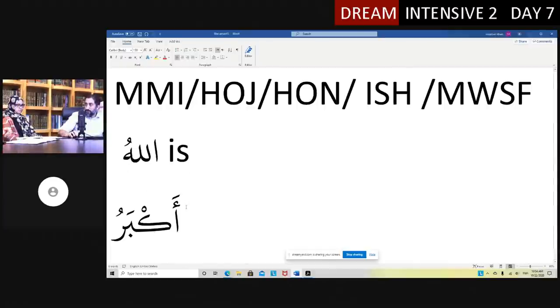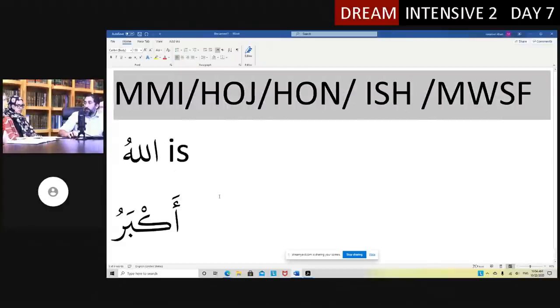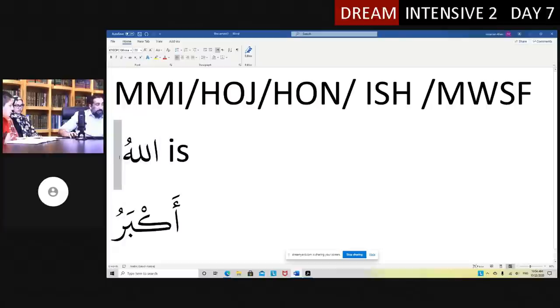Allah is greater. If there's no mawsuf or any of that, you just put the is. That's when you put the is. That clear? Now we get two parts: the part before the is and the part after the is.